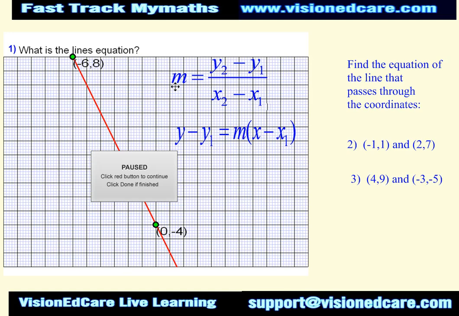So once you get the gradient, you substitute the values in this formula here to get the general equation of the line, which is y equals mx plus c.